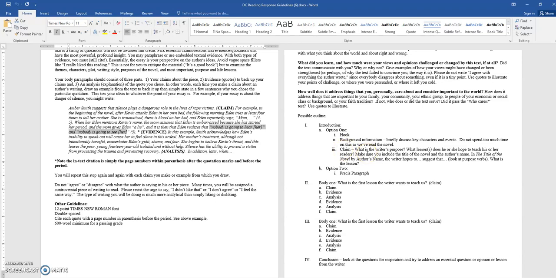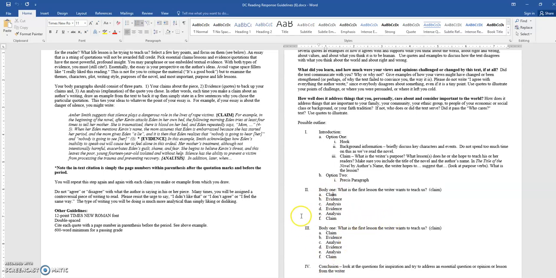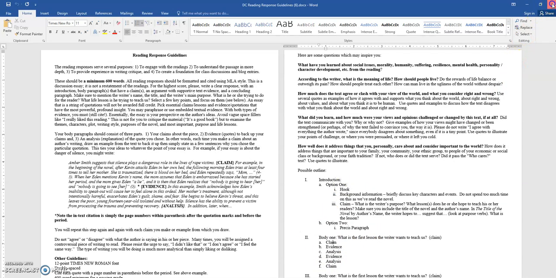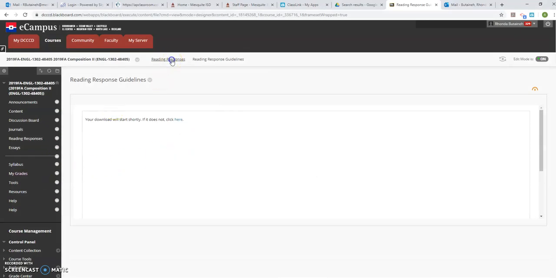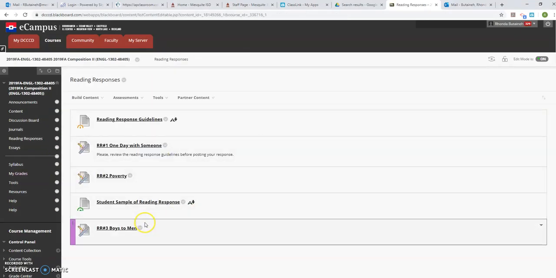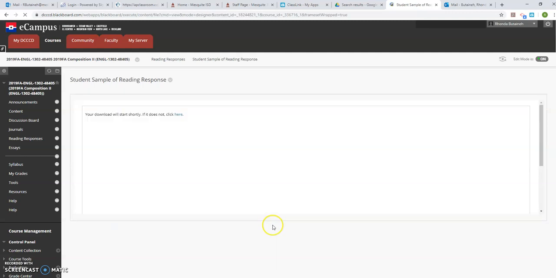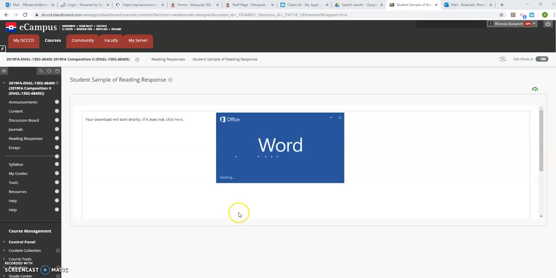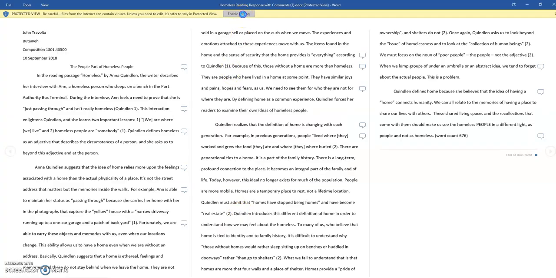What is the writer's purpose? And then your first body, you talk about 1 lesson. You have the lesson, evidence, analysis, and then you recapture the whole lesson. Okay, that's how you do reading responses. That's your guide. Also in the reading response folder, I put in a student sample. This is from another piece. It's by Anna Quindlen. It's about homelessness.